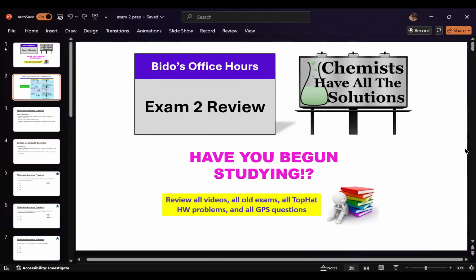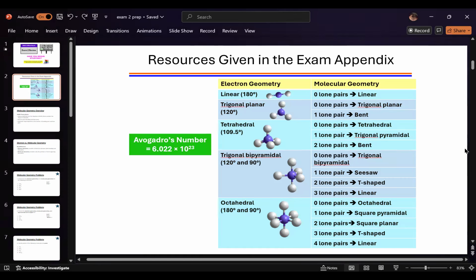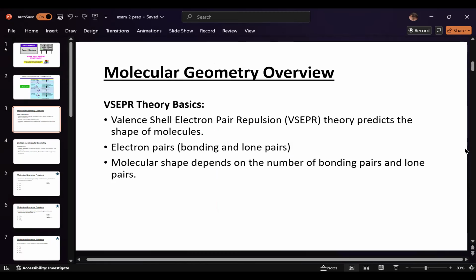So yeah, first I'll start by giving an overview of what you're going to have the day of the exam. You're going to be given an appendix and a periodic table. In this appendix, you're going to find the VSEPR theory chart, Avogadro's number, the polyatomic ions listed, and etc. This is for Chemistry 114. So yeah, molecular theory is going to be on the exam too.